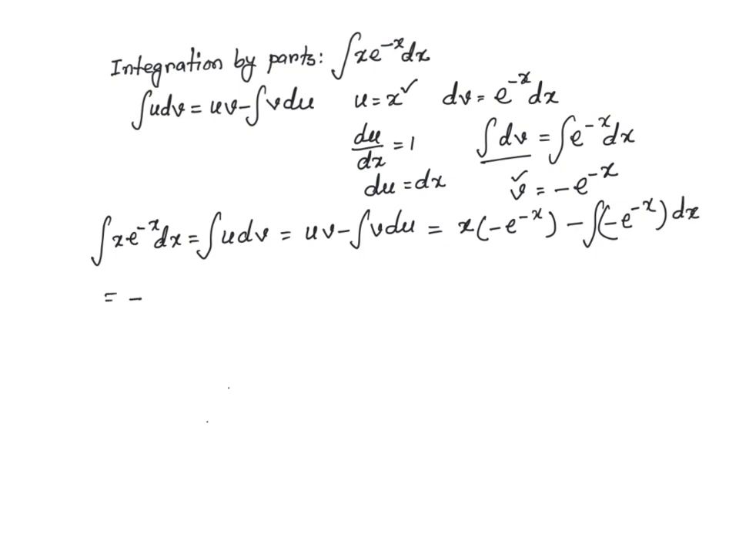And if I simplify it, I get negative x e to the power negative x, and then this negative and negative is going to make it positive, so plus integral e to the power negative x dx. Integral e to the power negative x dx is negative e to the power negative x. Then we introduce the arbitrary constant c.